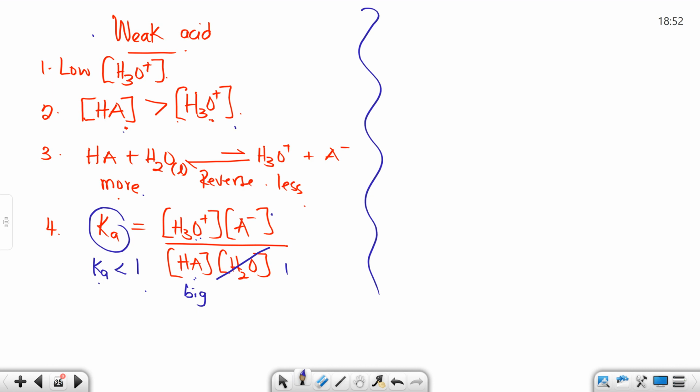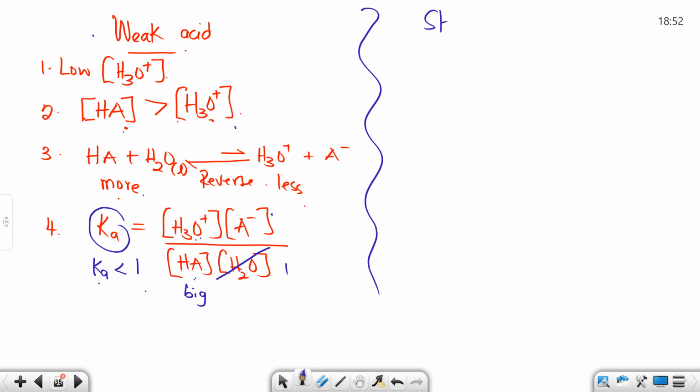Is more. Because we are not favoring the formation of hydronium ions because it produces a low amount. So we're not favoring the forward. We are favoring the reverse. I shouldn't be an examiner, eh?